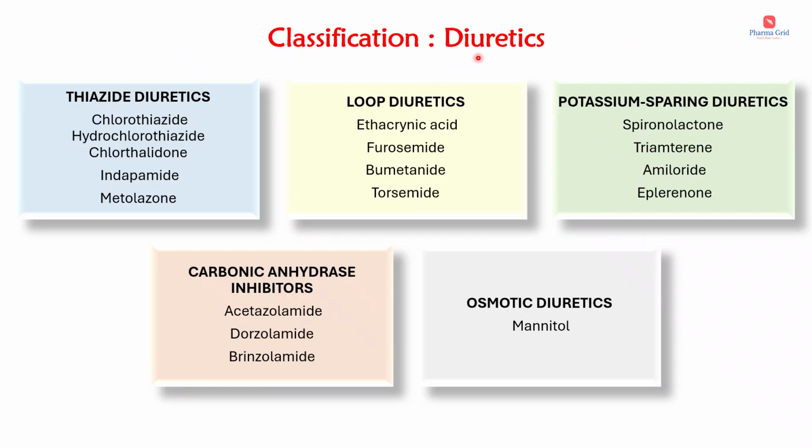Now, regarding the classification of diuretics. Diuretics can be categorized into mainly five: thiazide diuretics, loop diuretics, potassium sparing diuretics, carbonic anhydrase inhibitors and osmotic diuretics. Now, let's see the examples that come under each category. Thiazide diuretics: chlorothiazide, hydrochlorothiazide, chlorthalidone, indapamide, metolazone. Loop diuretics examples include furosemide, torsemide, bumetanide, ethacrynic acid. Potassium sparing diuretics include spironolactone, eplerenone, triamterene, amiloride. Carbonic anhydrase inhibitors examples include acetazolamide, dorzolamide, brinzolamide, and the osmotic diuretic example is mannitol.